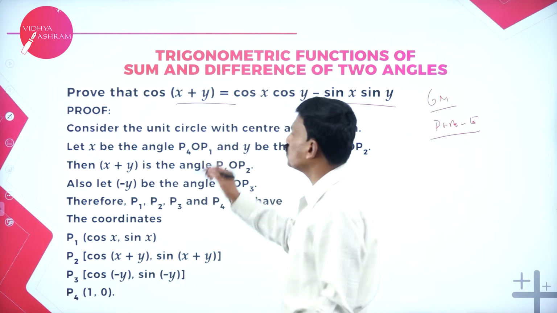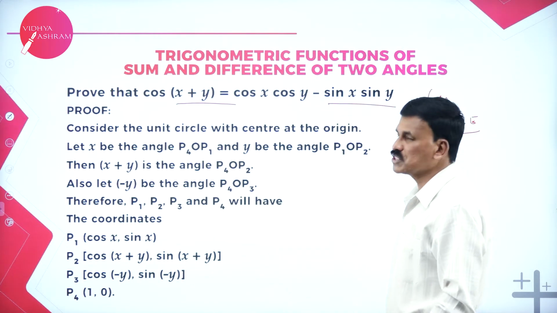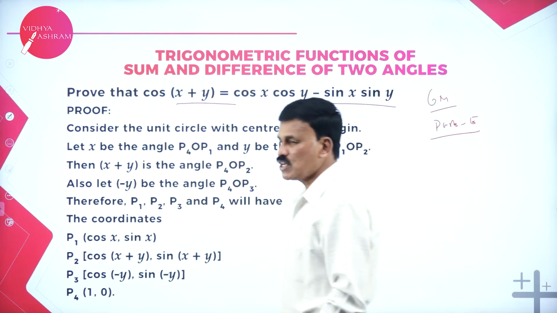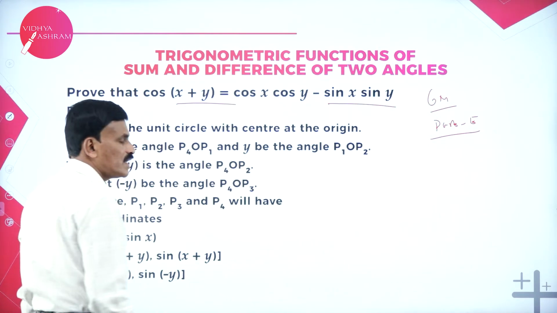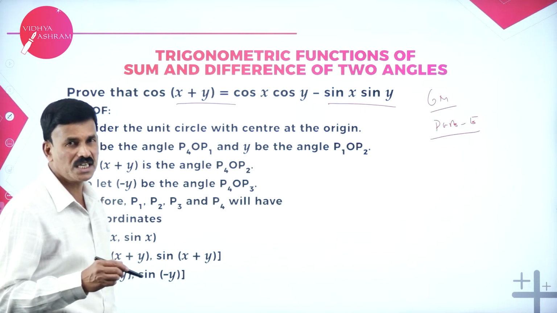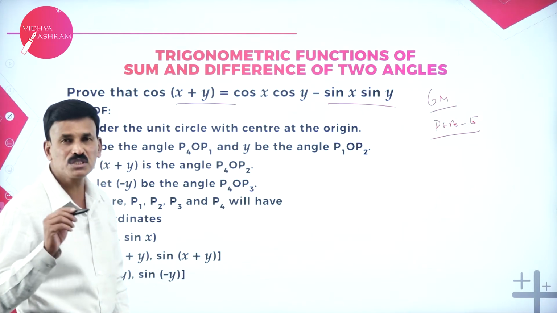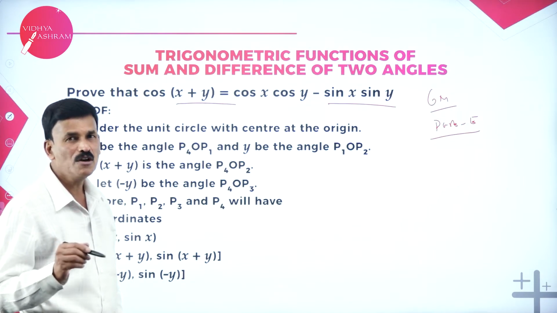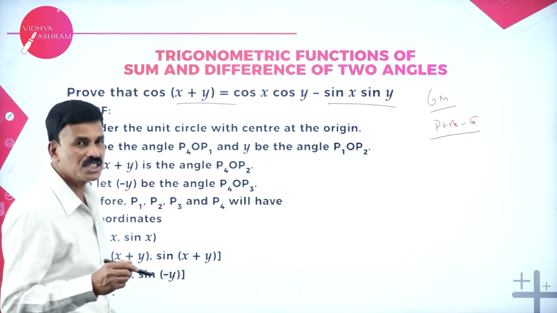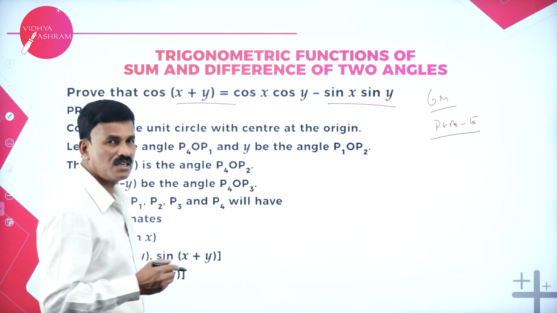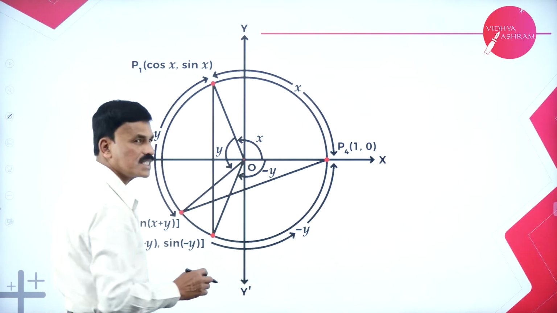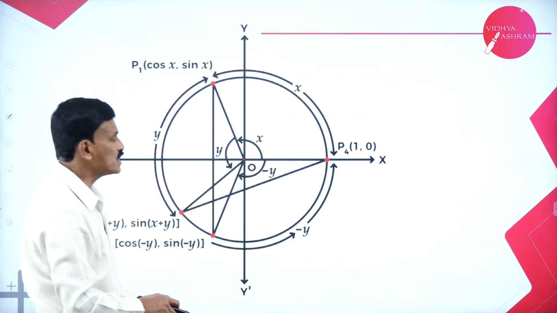So what is to prove? To prove that cos of x plus y is equal to cos x cos y minus sin x sin y. Now to derive this, let us consider a unit circle with O as center and unit radius. Now mark the points P1, P2, P3 and P4 with their coordinates. Here this is the unit circle, and O is the center of the circle. Mark the points.